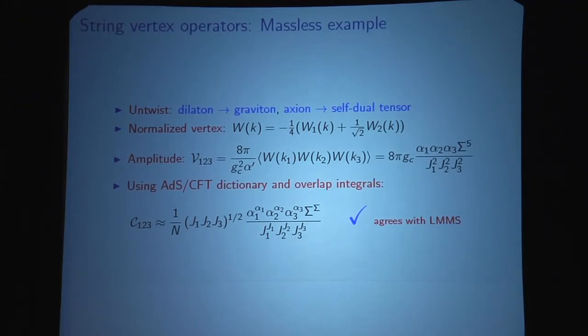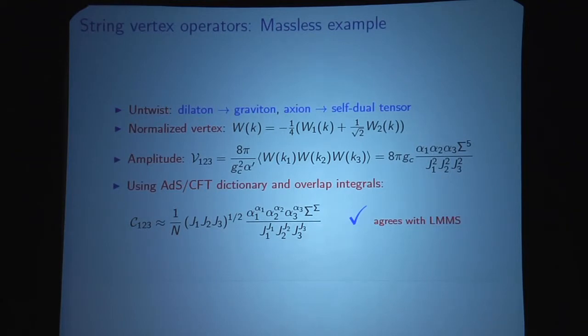We do a little work, and we find this very simple expression for the amplitude for these particular vertex operators. Then, using the dictionary and the overlap integrals, we find that the C123 has this form, and this agrees with Lee et al., at least for large values of delta. So it works.